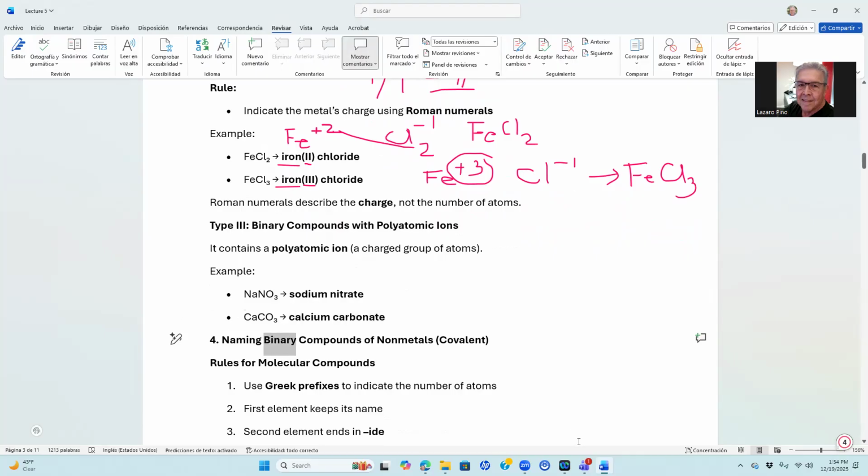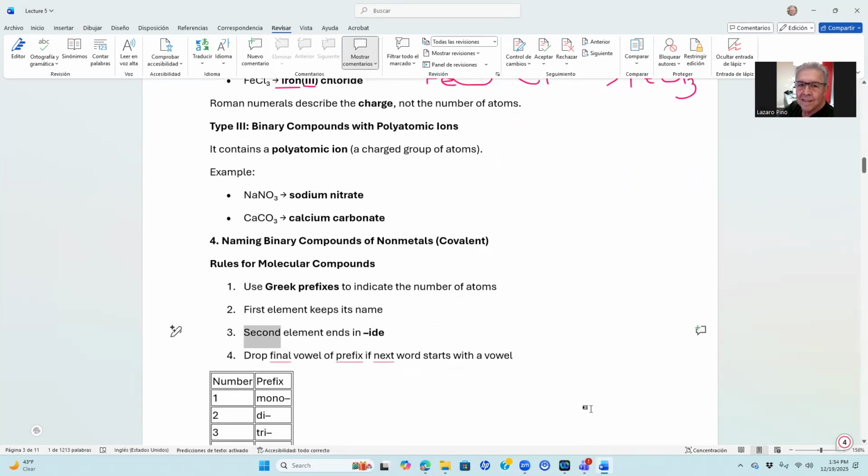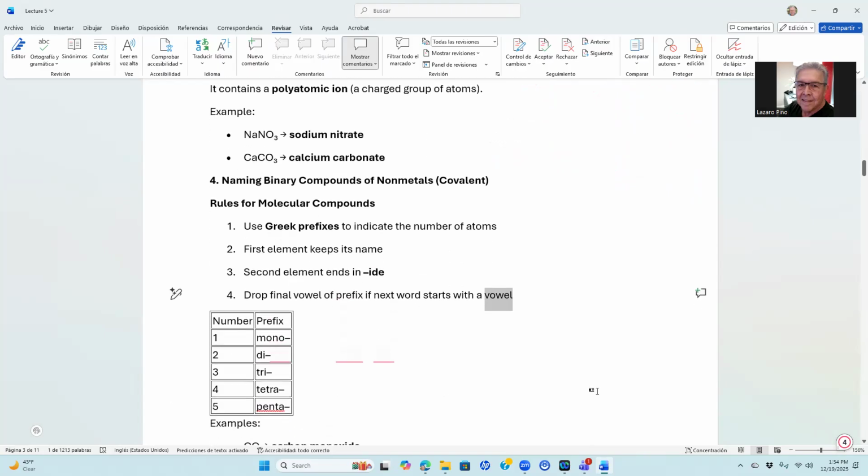For naming binary compounds of nonmetals, covalent. Rules for molecular compounds: use Greek prefixes to indicate the number of atoms. The first element keeps its name. The second element ends in -ide. Drop the final vowel of the prefix if the next word starts with a vowel.